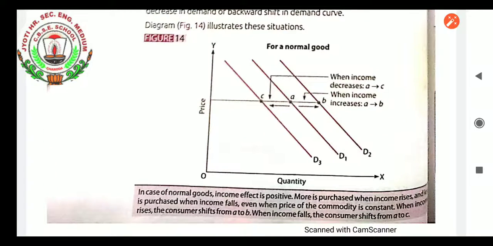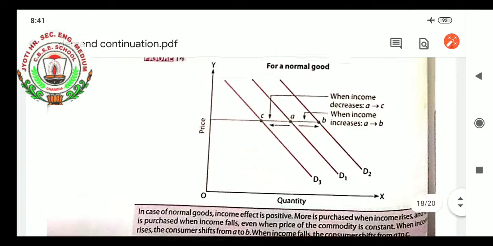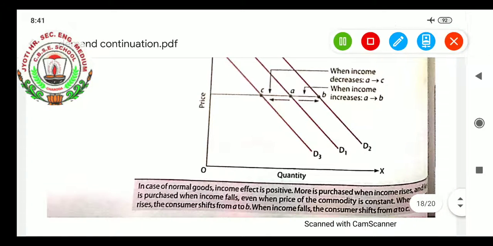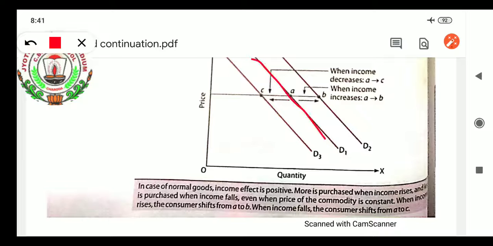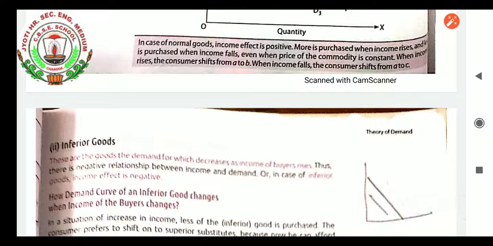Okay, so income increases, income decreases. This is the demand curve. The first demand curve is D1. It is shifting when income increases. It is shifting forward. When income increases, it shifts to D2. When income decreases, D1 to D3, have you seen? It is decreasing. So this is the effect of income on demand, the relationship of income and demand.